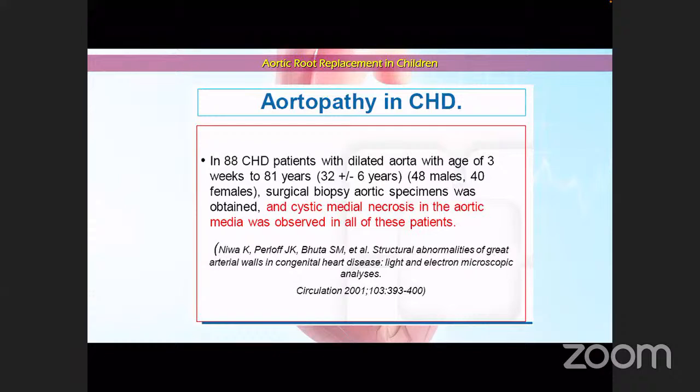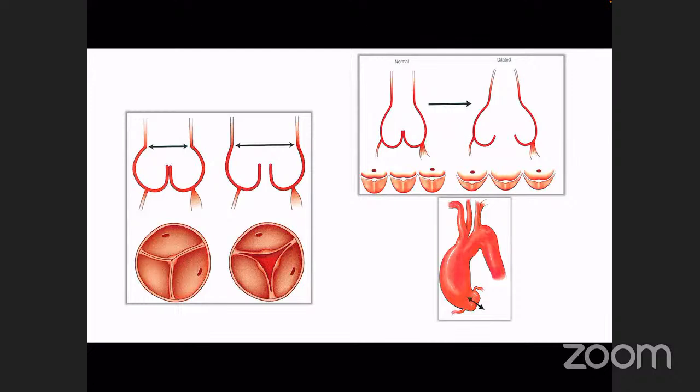Now, what happens in the dilatation? We have either, as you can see in your left-hand side, where the sinotubular junction is effaced and disappears actually. And this results in the aortic valve leaflets becoming separate, and there will be an area of non-coaptation or malcoaptation in the center, and this can lead to aortic valve regurgitation.